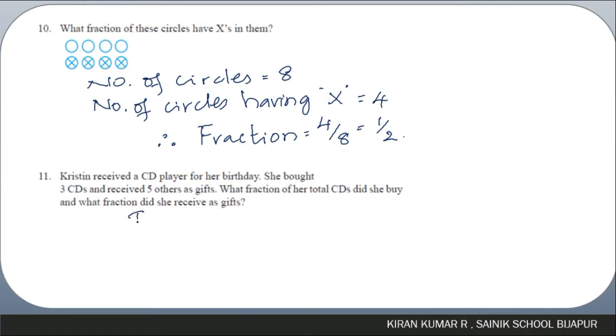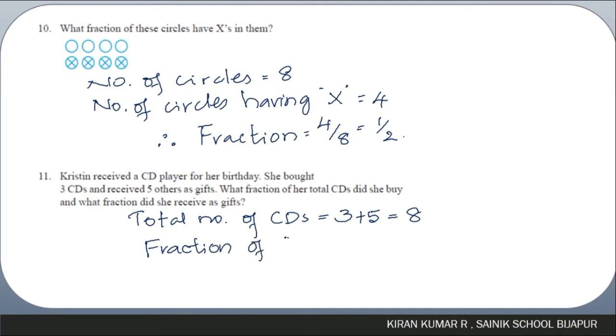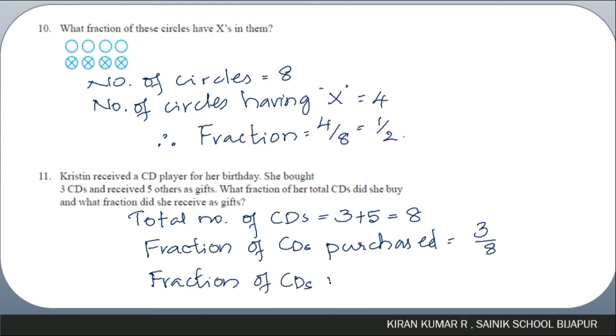Here we need to know the total number of CDs. Here the total number of CDs are 3 plus 5, total 8. Fraction of CDs purchased will be, there are 3 CDs which she has purchased, so the fraction is 3 by 8, and the fraction of CDs received as gifts will be 5 out of 8.